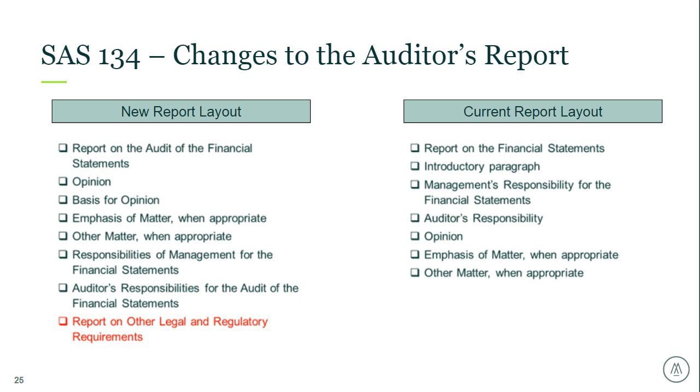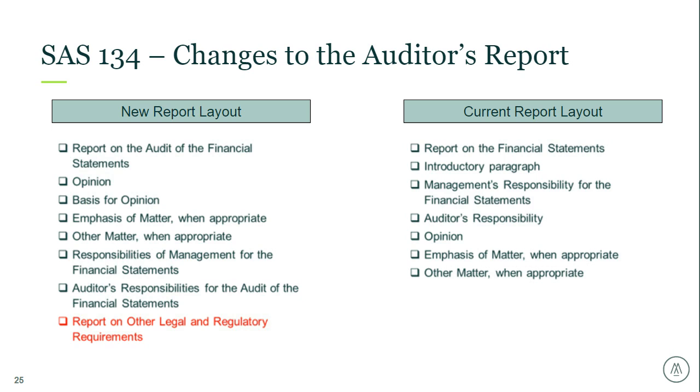The other thing to note is that if there is an emphasis of matter paragraph added in, such as for the adoption of a new accounting standard or a reference to a particular footnote or to talk about a restatement, that is no longer required to follow the opinion paragraph directly. It can, but there's more judgment permitted to the auditor based on sort of the significance and context of that information.